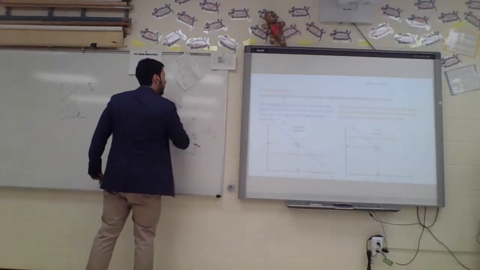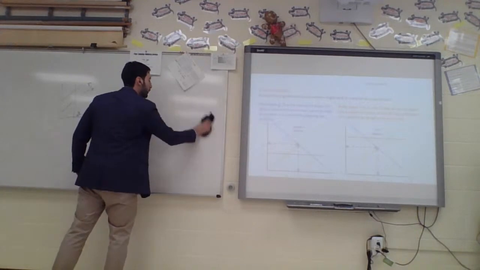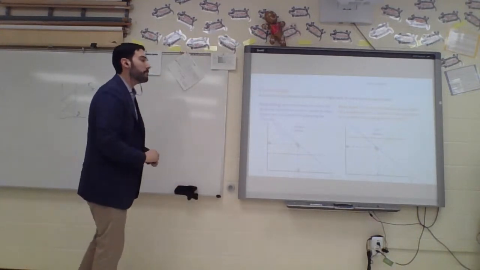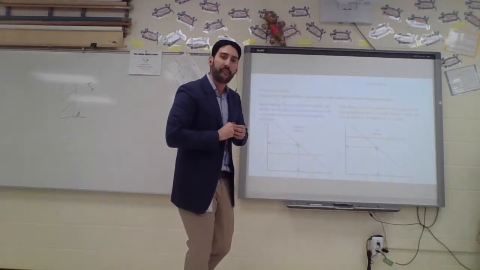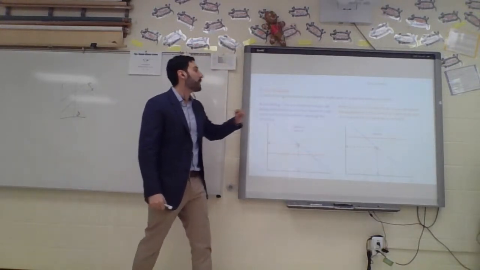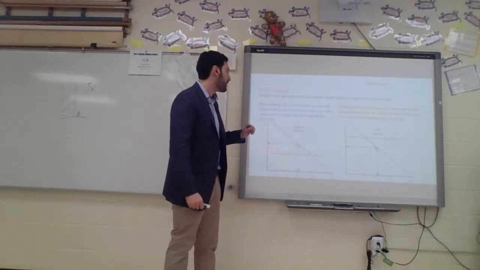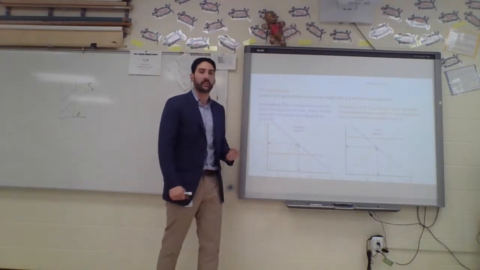So now we are on price floors and price ceilings. Remember, price ceilings go under the equilibrium, assuming that they're effective, right? So price ceiling is the maximum price. Price floor is the minimum price. And there's a couple of go-to examples for price ceilings.